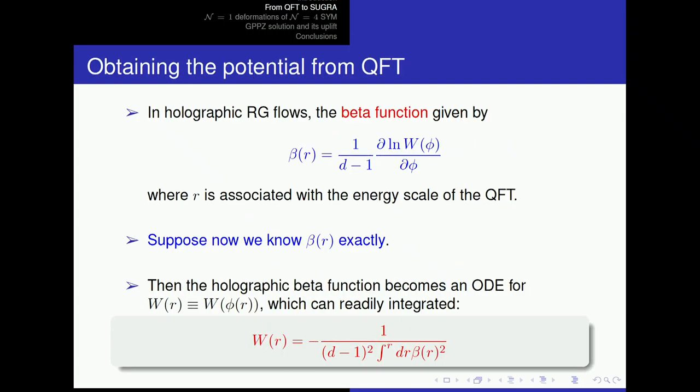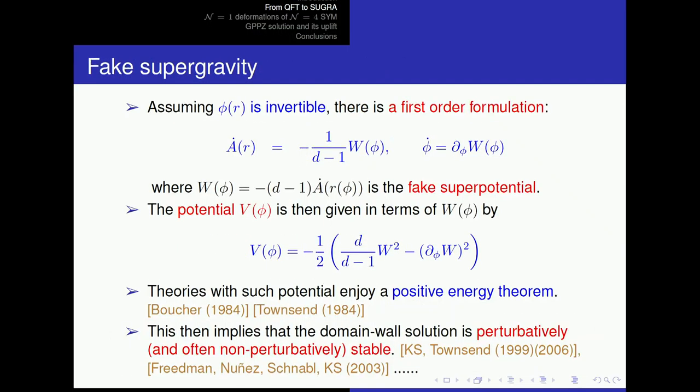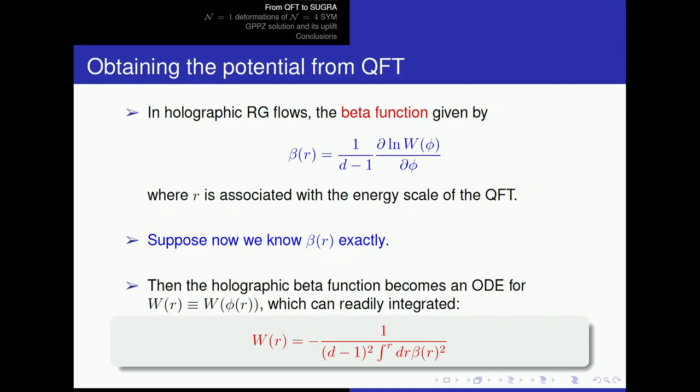Now, in holographic RG flows, the beta function is also related to this fake superpotential via this formula over here, where R is associated to the energy scale of the quantum field theory. Suppose now we know the beta function exactly. Somebody gave it to us, and we'll see examples in a minute. Then one can combine the ingredients we just had, these two equations together with this one, and get an ordinary differential equation for the superpotential as a function of R, which can be very easily integrated. And here's the formula.